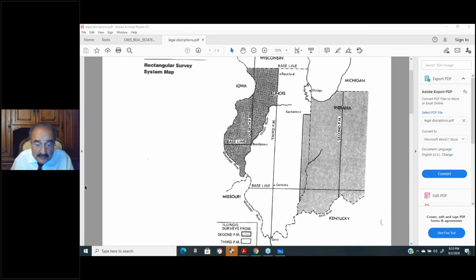Now, also what you will get is a question like this. Looking on this map, which principal meridian covers the northwestern part of Illinois? Is it the second, the third, or the fourth? Very good. It is the fourth. Here's the northwestern part of Illinois between the Illinois and Mississippi Rivers. It's covered by the fourth principal meridian.